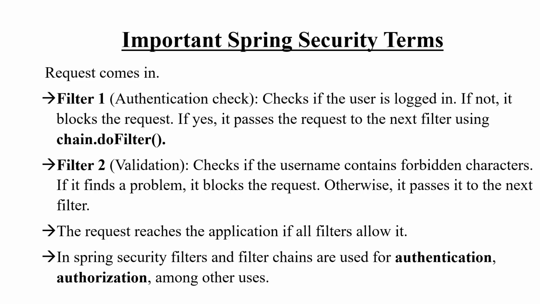Filter 2 maybe is for validation. It checks if the username contains forbidden characters. If it finds a problem, it blocks the request. Otherwise, it passes it to the next filter. The request reaches the application if all filters allow it. In Spring Security, filters and filter chains are used for authentication, authorization, among others.